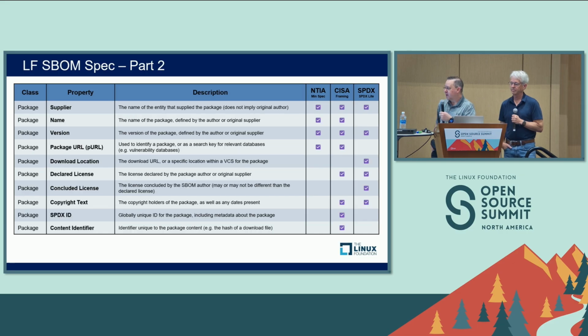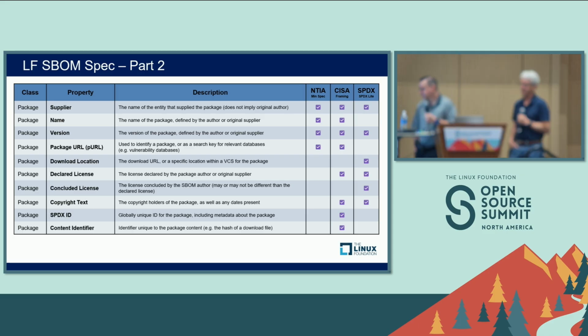Part 2, these are all related to the packages. These are the components or modules, if you will, lots of different names. So these are things like the supplier of the package, the version of the package, the package URL or PURL, which is critically important to going out and finding vulnerability information. We are specifically not including vulnerabilities directly in the SBOM.